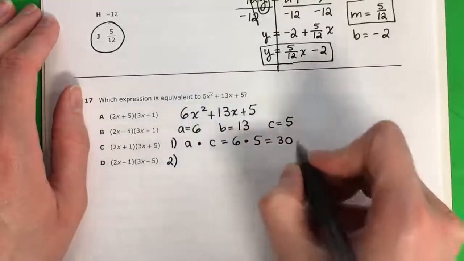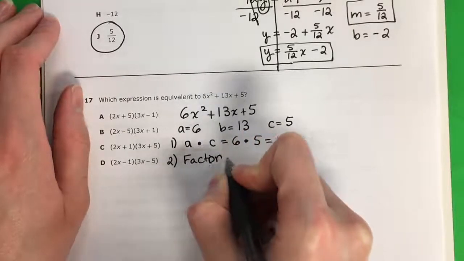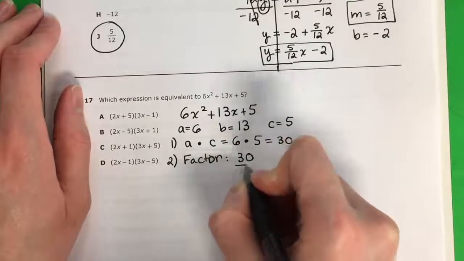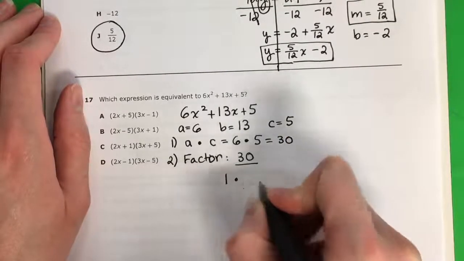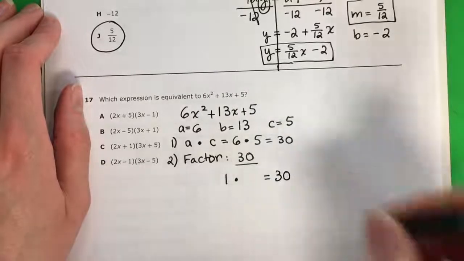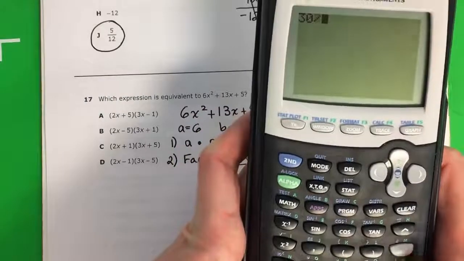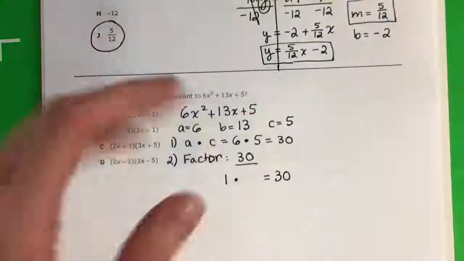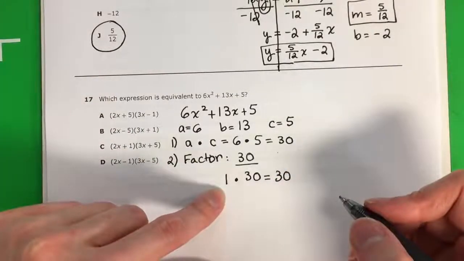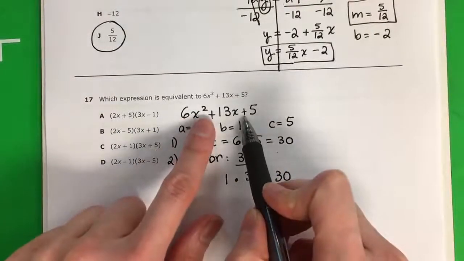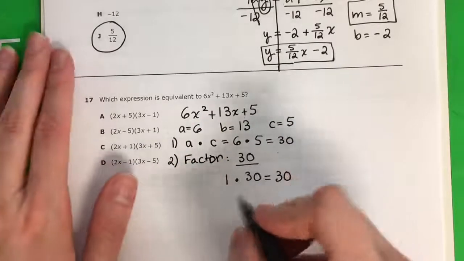Step 2. We are going to need to factor 30. So we always start with 1. 1 times what equals 30? Well, how do you check that? You do 30 divided by 1. 30 divided by 1 is 30. So 1 times 30 is 30. Now, do I need to do -1? What you have to do is check here. Do I have a negative here? No. So no negatives. We're going to do positives.